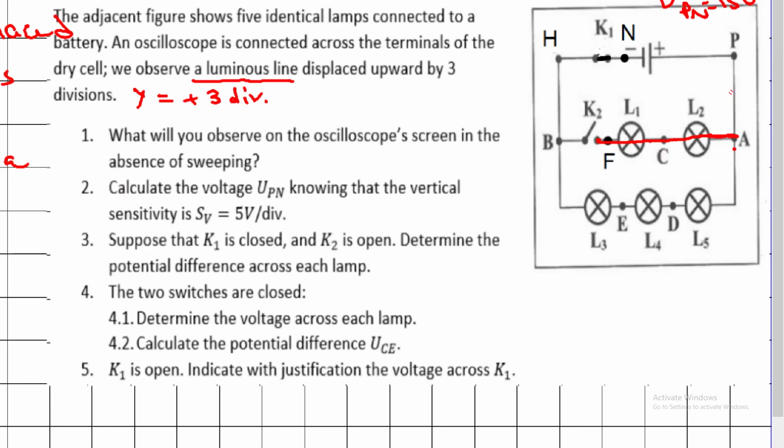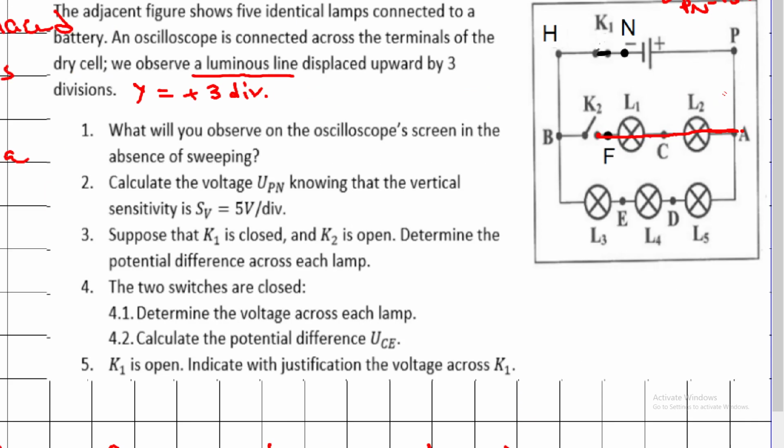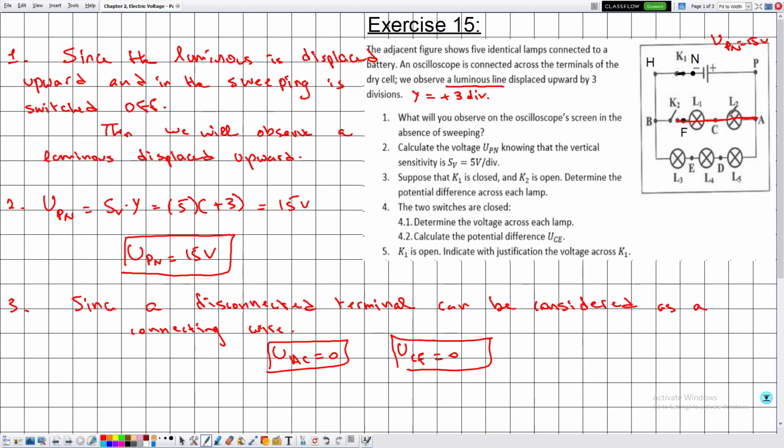Notice that I'm mentioning UCA and UFC and not UAC and UCF, because we are measuring from positive to negative. Okay, so this is the positive pole and the negative pole. So here, because they didn't mention the voltage across each lamp, we are free to choose UCA or UAC, but we are measuring from positive to negative.